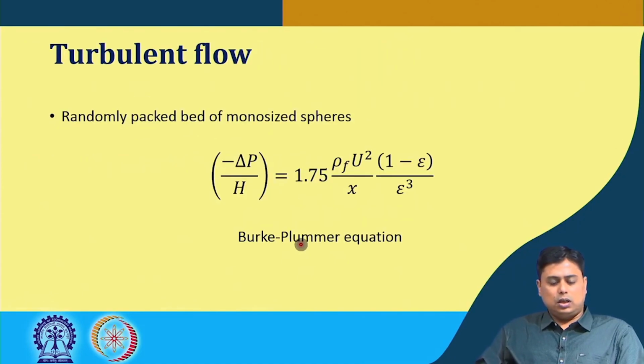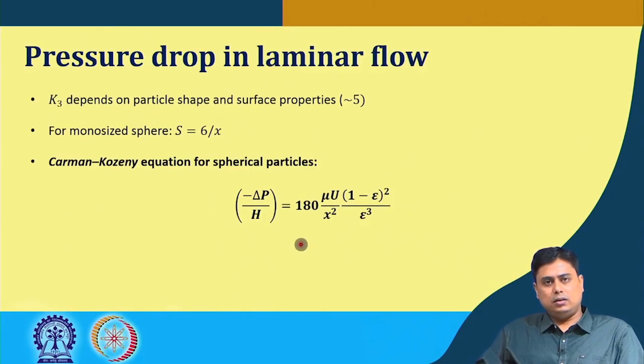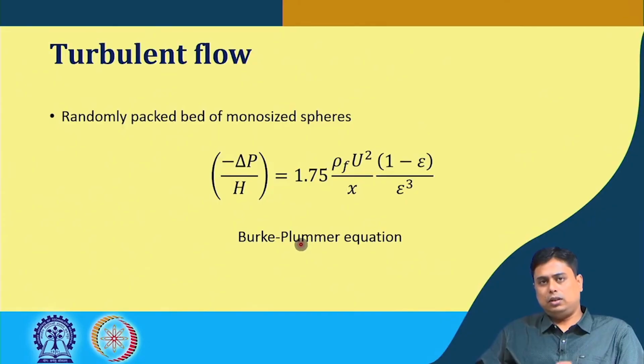So this is the laminar condition, when there is flow through the packed bed of mono-sized spheres. So similarly, what could have been the pressure drop for turbulent flow? For turbulent flow in a randomly packed bed of mono-sized spheres, the expression is this one, which is minus del p by h equals 1.75 as the coefficient, rho f u square by x multiplied by (1 minus epsilon) divided by epsilon cube.